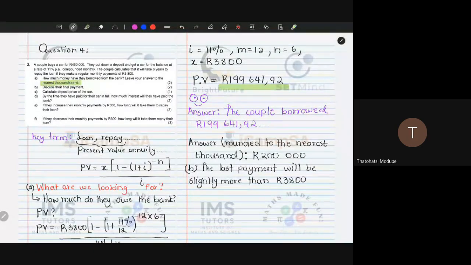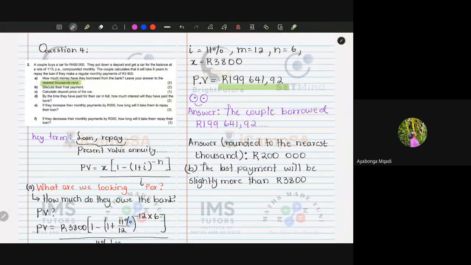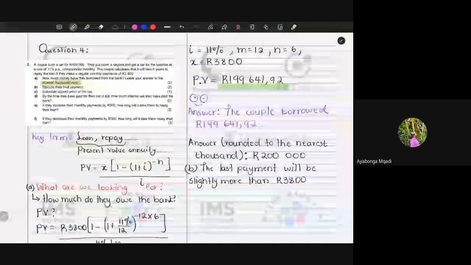I see a hand from Ayabonga. Sir, could you please explain again? Okay. So I'll need you to keep your mic unmuted. Right. So when we are paying 3,800 on the dot, we will see that we actually borrowed 119,641. Do you understand that? Yes. So that is the amount that we are paying off because that is the amount we borrowed.